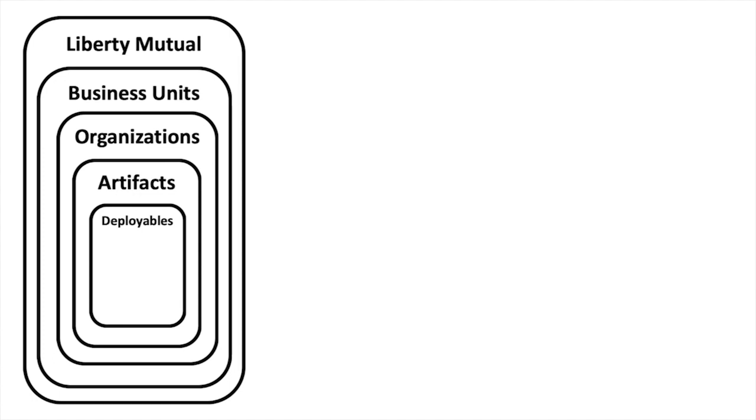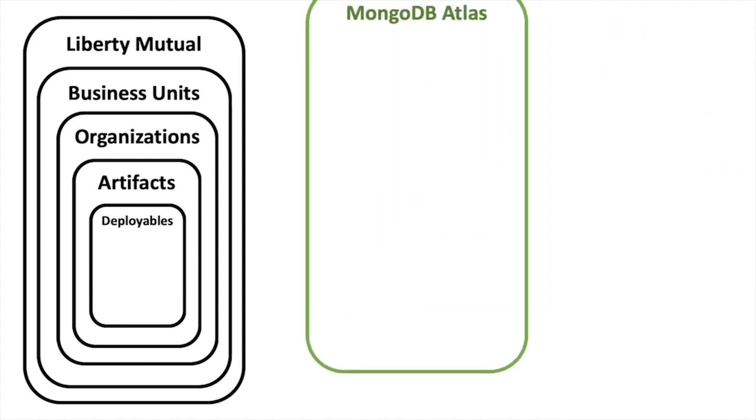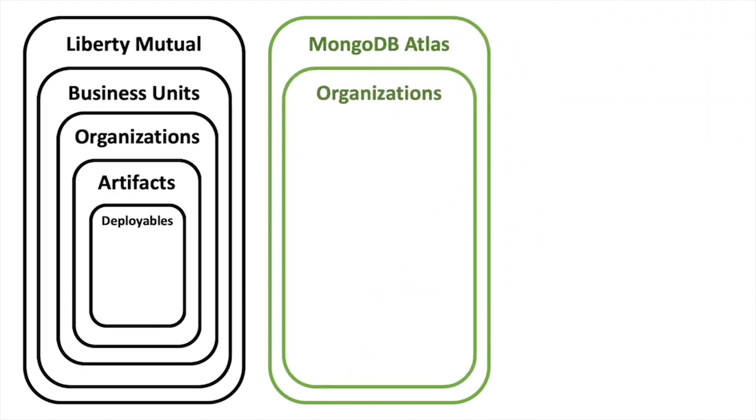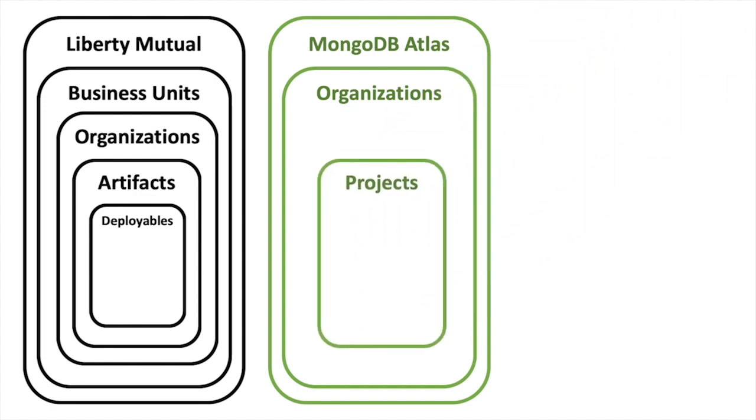Well, in Atlas, they do things a little bit different. They don't get as granular as we get, and don't have as many levels of metadata. So what I think Atlas wants you to do is create an organization, and that organization is really at the business unit level in our mind. Then within that organization, you have projects, which I think would be more at the artifact level. And then within that project, you can have multiple clusters, which feels like a deployable.